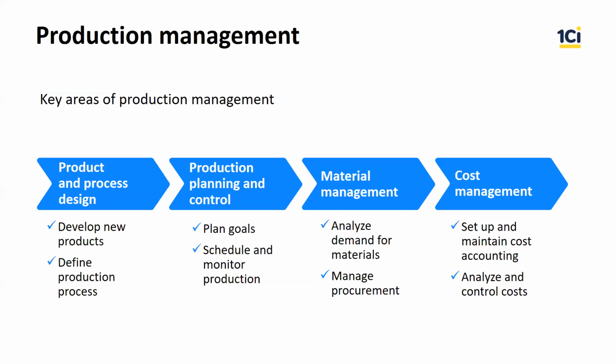Here are the key areas for automation of production management, and they are process and product design, production planning and control, material management, and cost management. And you see that production planning and control, material and cost management are kind of placed in a sequence, but in reality, they are very interrelated and happen pretty much simultaneously.